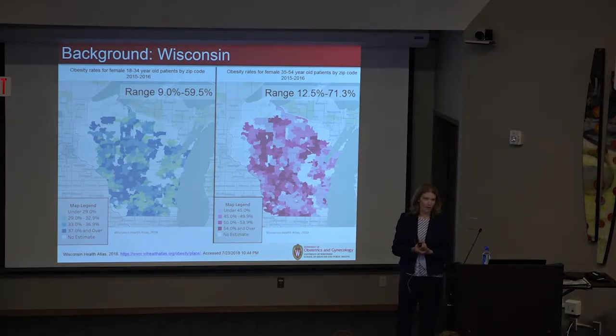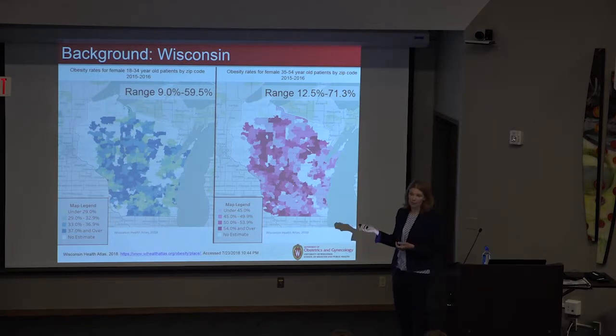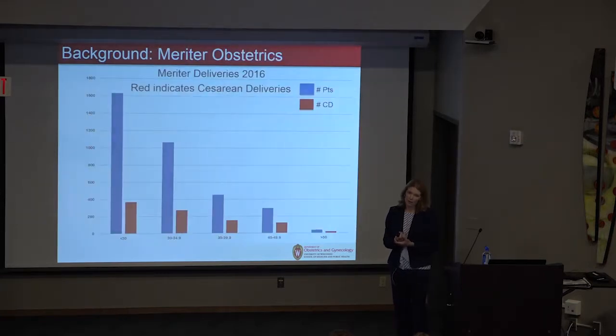Also in the reproductive age groups are women 35 to 54, and that range increases up to 71% in some counties. There are also several zip codes that don't report data, and so it could be even higher than that in some areas. Here at Merida, we're no exception.